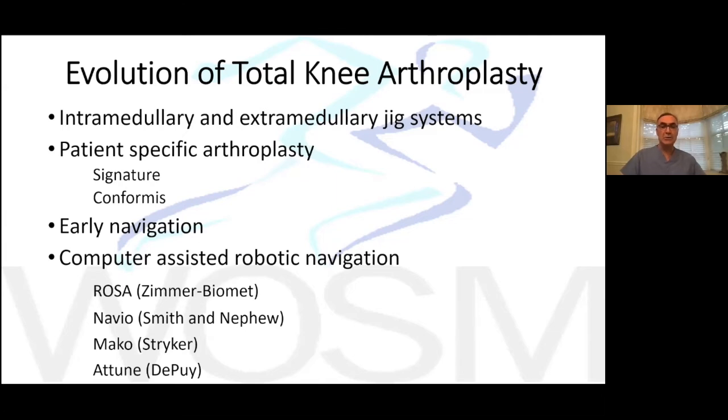Other manufacturers and robotic systems that you may hear about if you're interested in this kind of thing are Navio, which is a Smith & Nephew device, Mako, which is the Stryker device. It's been around for some time for partial knee replacements and now more generalized to both hips and knees. And then DePuy has the Attune system. Those four manufacturers are probably the largest and most diverse of the implant corporations that are providing both product and service in the United States markets today.